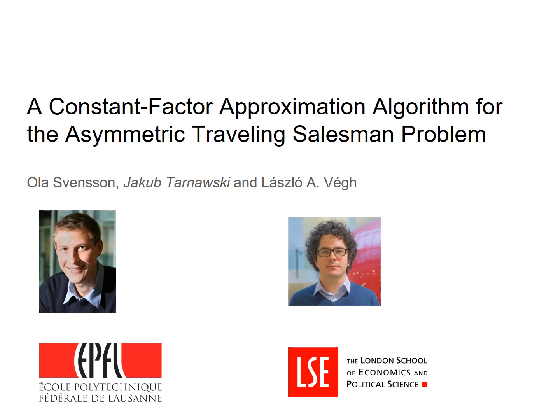First talk is a constant factor approximation algorithm for the asymmetric traveling salesman problem. This received the best paper award, by Ola Svensson, Jakub Tarnawski, and László Végh. And I apologize for any mispronunciations therein. Let's go ahead and get started.